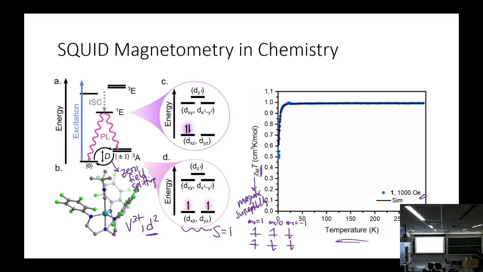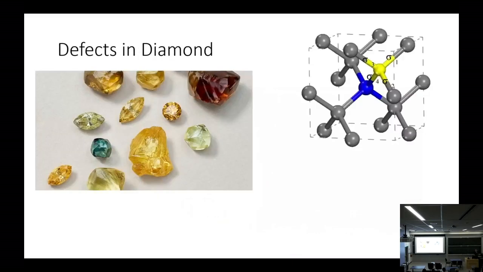All right, so this picture, I kind of spent a little bit of time on it because it's exactly the thing that we're going to hear a lot about when we think about nitrogen vacancy centers in diamond. So the future of quantum sensing is based on this nitrogen vacancy center.